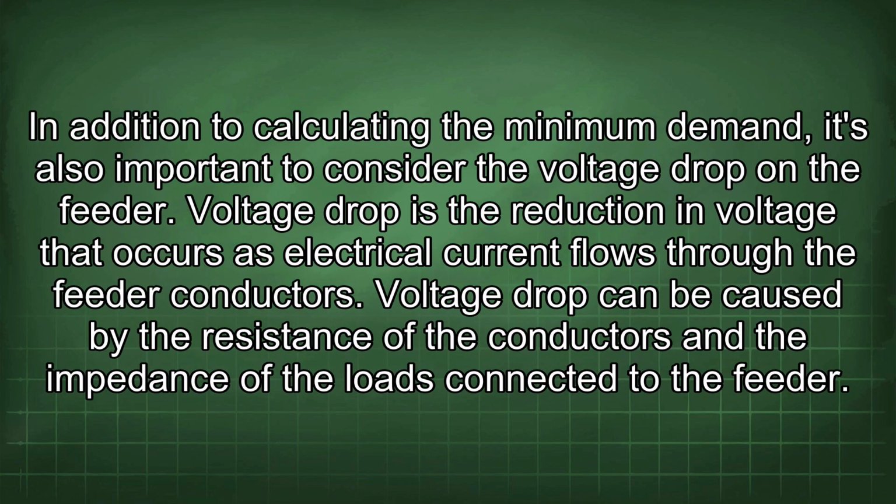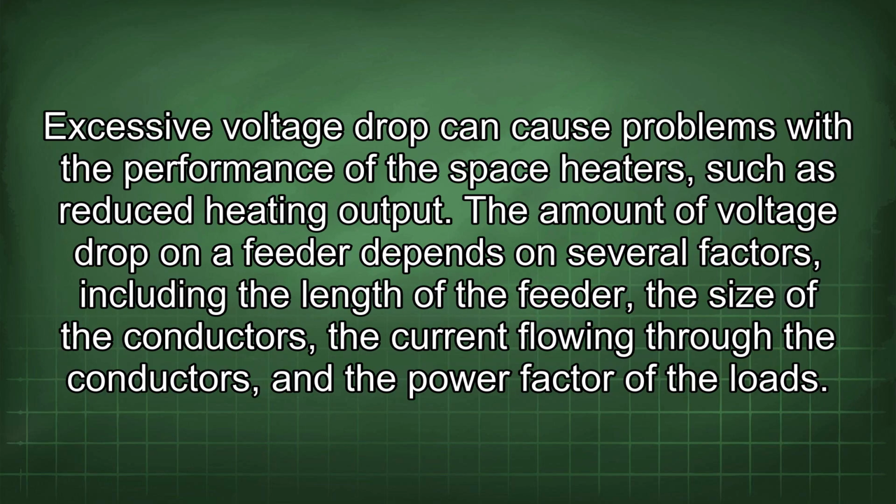In addition to calculating the minimum demand, it's also important to consider the voltage drop on the feeder. Voltage drop is the reduction in voltage that occurs as electrical current flows through the feeder conductors. Voltage drop can be caused by the resistance of the conductors and the impedance of the loads connected to the feeder. Excessive voltage drop can cause problems with the performance of the space heaters, such as reduced heating output.